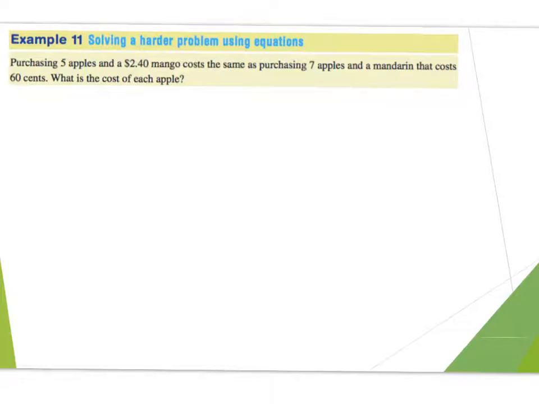Example 11. This is a harder problem using equations. Purchasing 5 apples and a $2.40 mango cost the same as purchasing 7 apples and a mandarin that cost 60 cents. What is the cost of each apple? So let's go back to our list. Step 1. Define variables to stand for unknown numbers. So we go and we look at the question. What is the cost of each apple? And this is the statement that we're going to start off with.